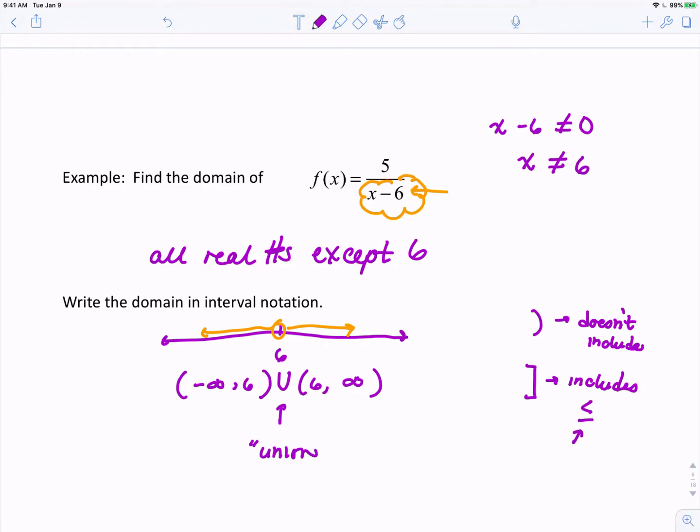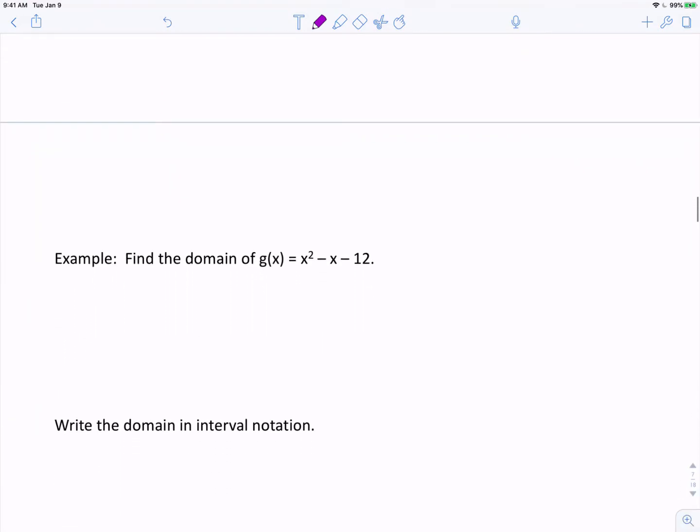It looks like the letter U, and it just means that the domain is the union or the uniting of those two pieces. Let's try another example.